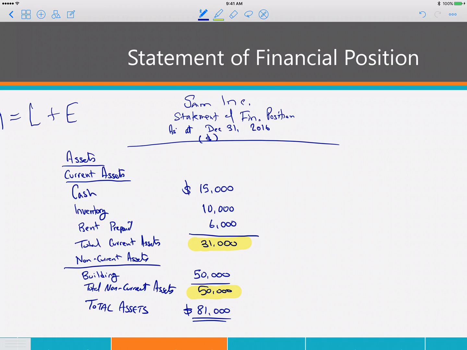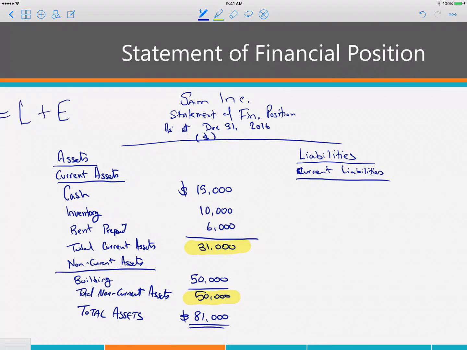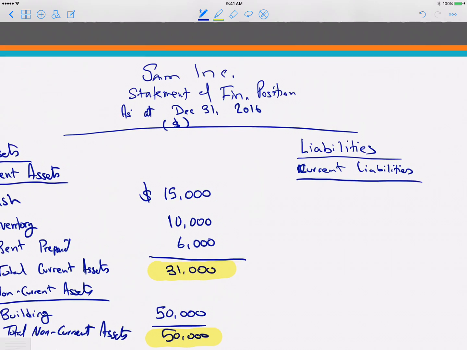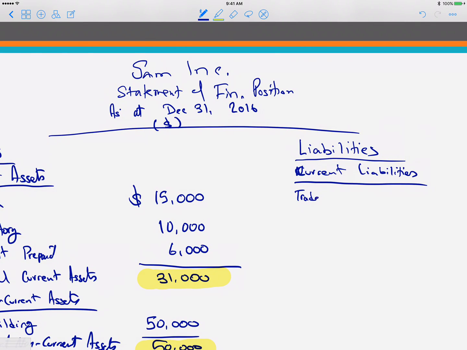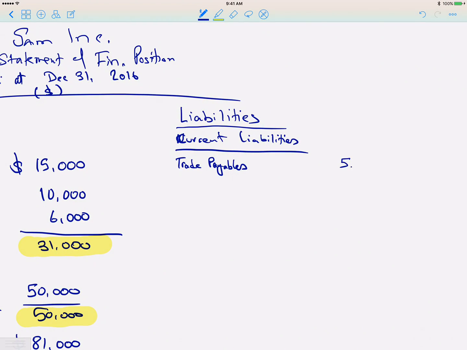We'll start with their liabilities. So let's say they have in current liabilities, they owe their suppliers some money. Remember, we had $10,000 of inventory. So they have trade payables of $5,000. So they still owe their suppliers some cash. And this is going to be their only current liability. So total current liabilities is $5,000.